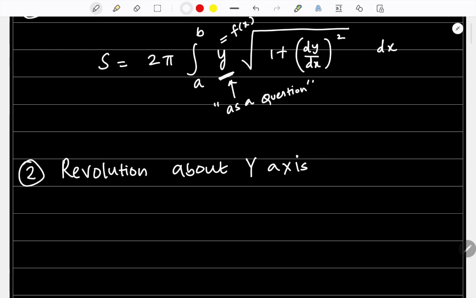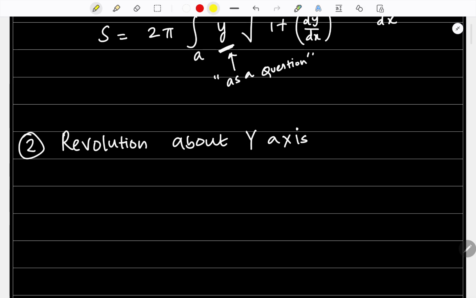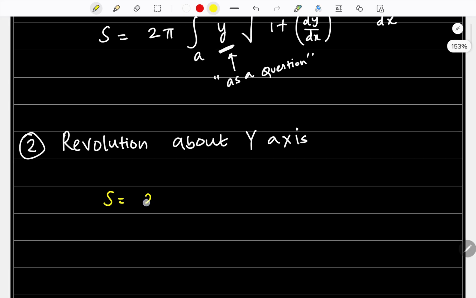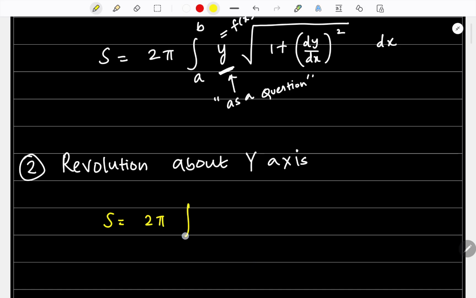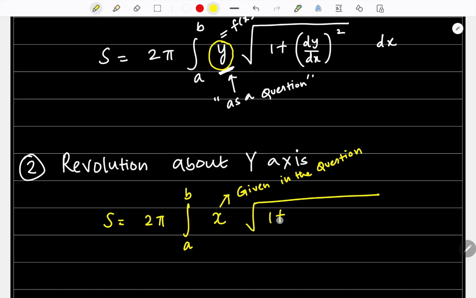Now, revolution about the y-axis: what is the formula? When it revolves with respect to the y-axis, your formula is S equals the same 2 pi integral a to b, or c to d, no problem. This y will become x, which is also given in the question. You take it and put it here, and then square root of 1 plus, here it is not dy by dx but dx by dy. This is the first time you're using this idea; let me teach you when I'm doing this problem. So dx divided by dy, the whole square.